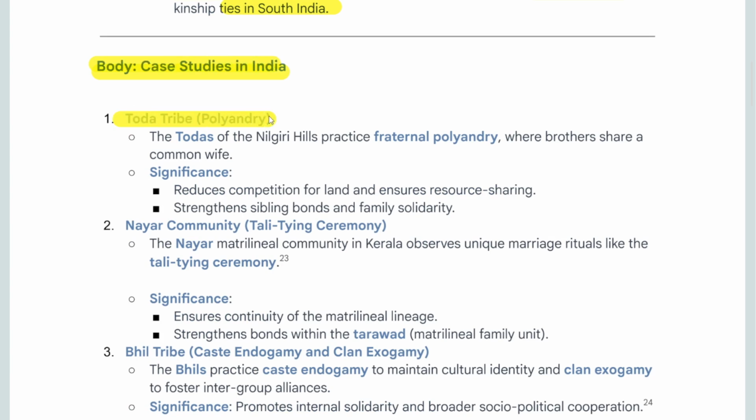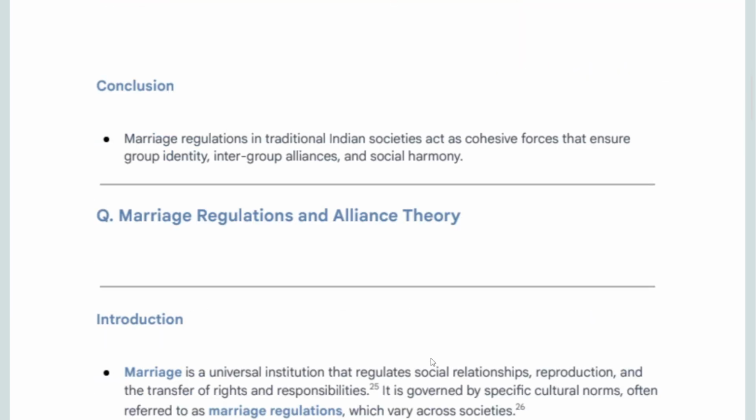That's a great way to put it. These regulations aren't just personal choices. They ensure a group identity, build alliances, maintain harmony. Okay, that leads us perfectly into our next question, this one from 2021, marriage regulations and alliance theory.